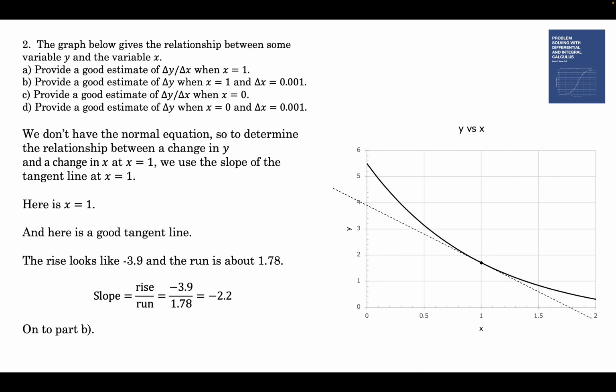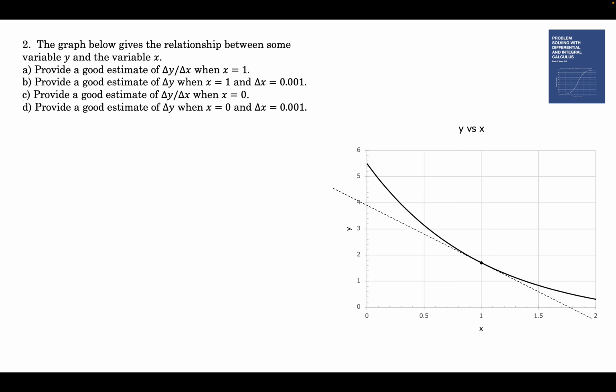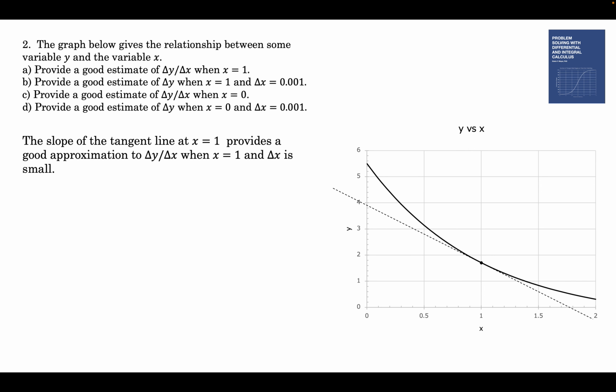On to part B. What's delta y when we're at 1 and we go over 0.001? So delta y over delta x is minus 2.2. And we know what delta x is. It's 0.001. This is just a simple proportion. So we can solve for delta y. It drops 0.0022 when I go over 0.001 from 1. Starting at 1, going over 0.001.